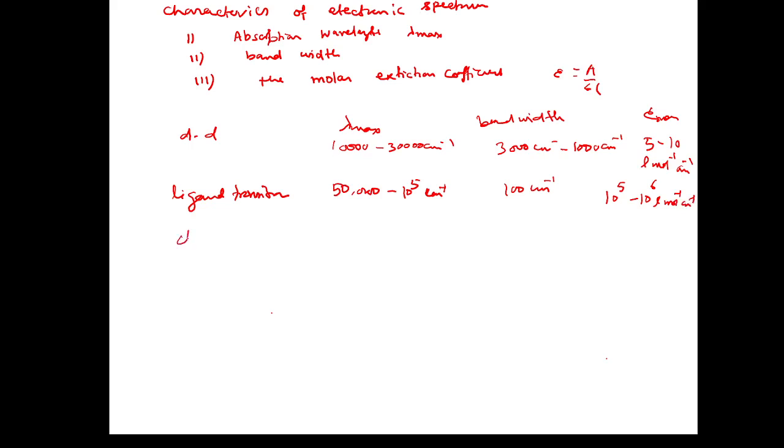For charge transfer, it will be in between dd and ligand transition. So charge transfer will be 30,000 to 50,000 centimeter inverse. Their bandwidth will be close to 1000 centimeter inverse, and their epsilon will be 10 to the power 3 to 10 to the power 4 liter per mole per centimeter. Right?